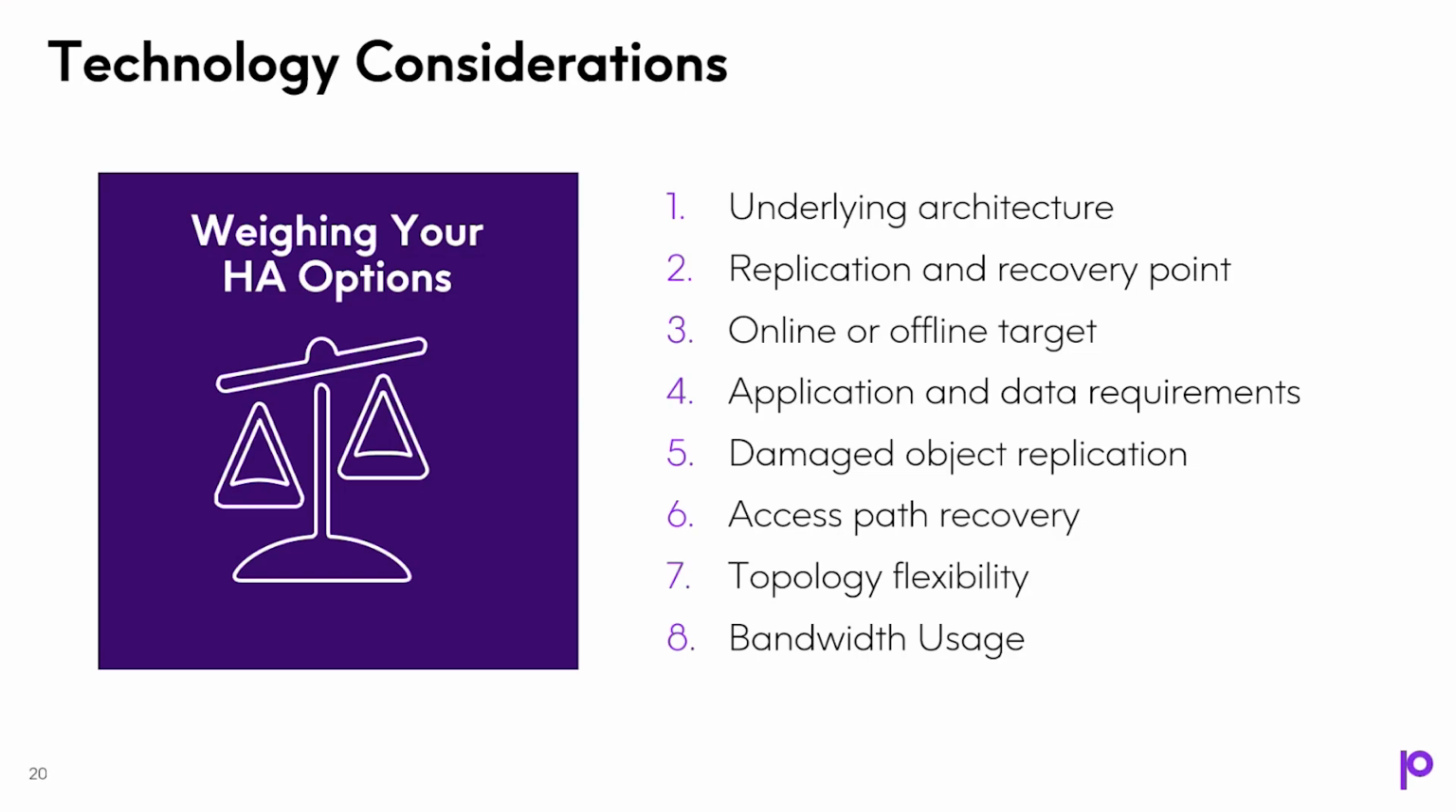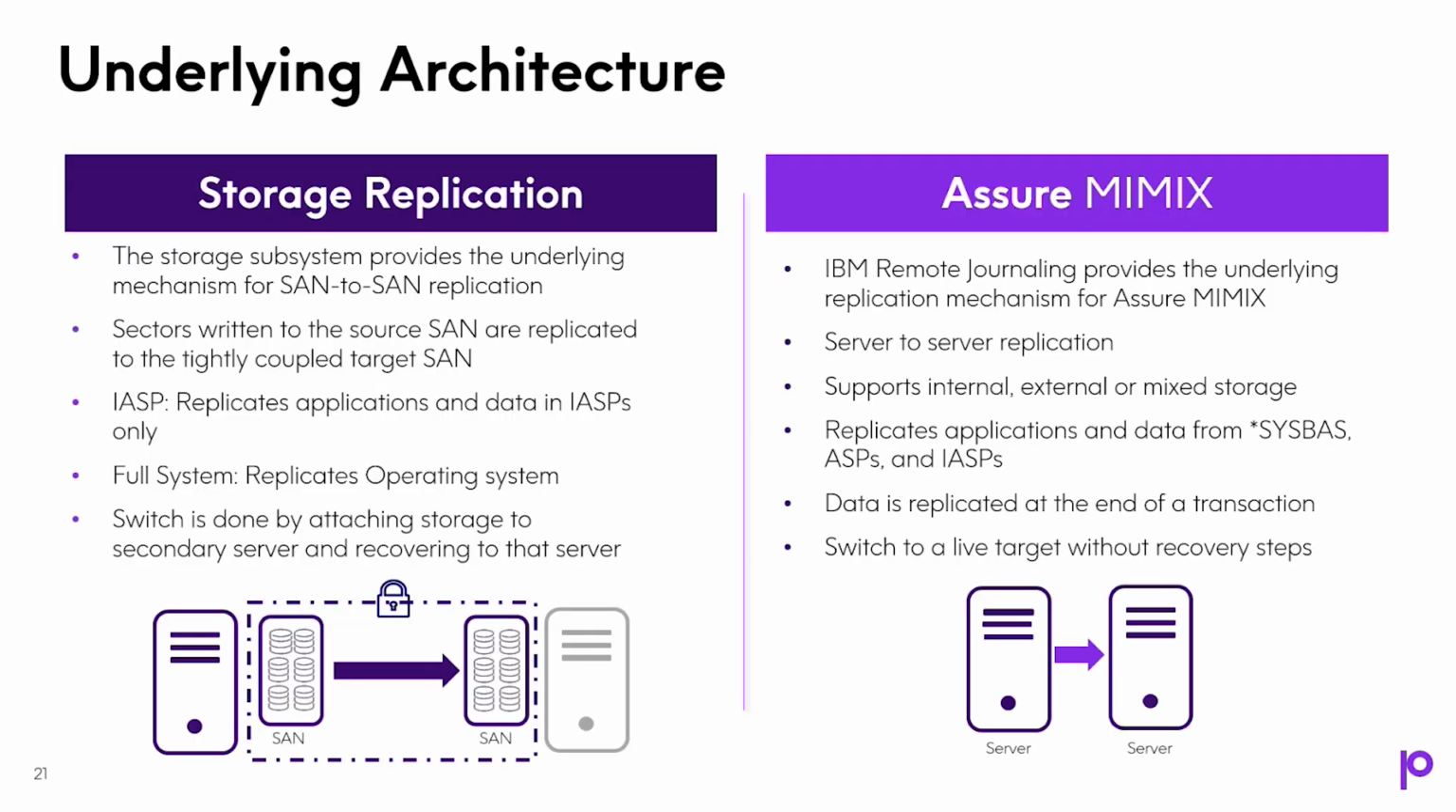So some technology considerations we're going to dive into here are the underlying architecture, replication and recovery point, online or offline target, application data requirements, damaged object replication, access path recovery, topology flexibility, and bandwidth usage. These considerations are very important, and we're going to follow it up with some real world scenarios that can happen out there. So let's start with the underlying architecture.